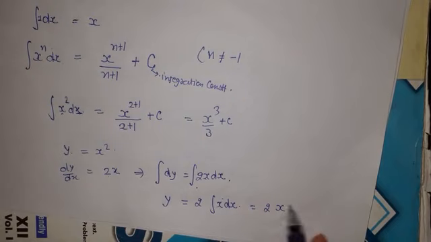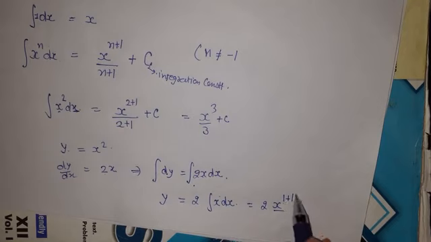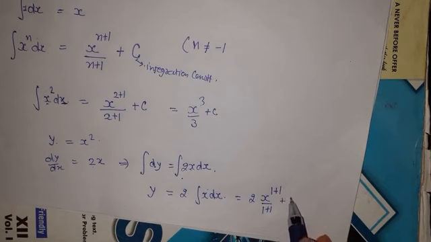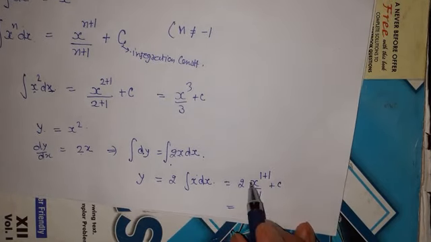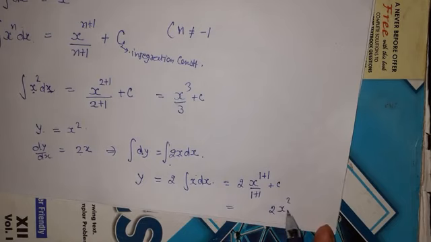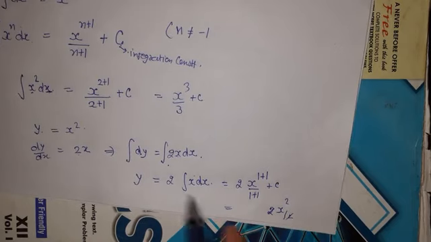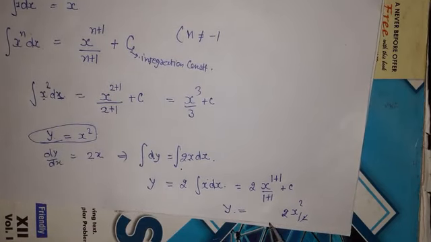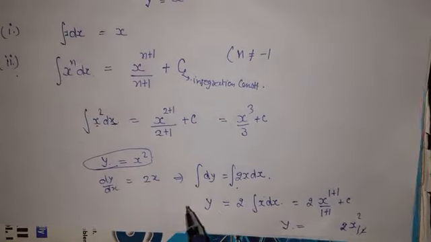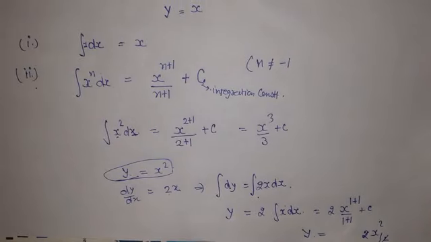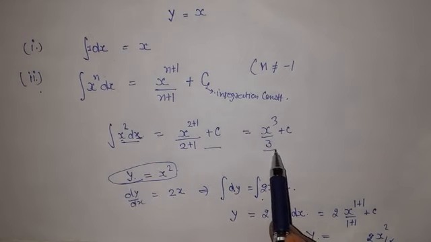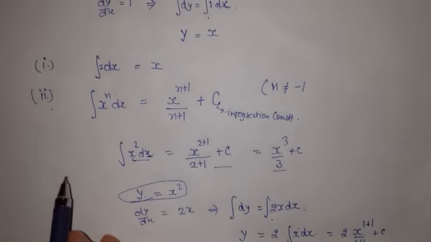Already its power is 1, so when we do its integration, 1 will be added to its power, and whatever the total power you get, you have to divide with it. So we get 2 into x square by 2; the 2 will cancel with 2, so we get once again that same function, y equal to x square. So this is again proving that integration is the reverse of differentiation, and we have used this power rule in case of integration.